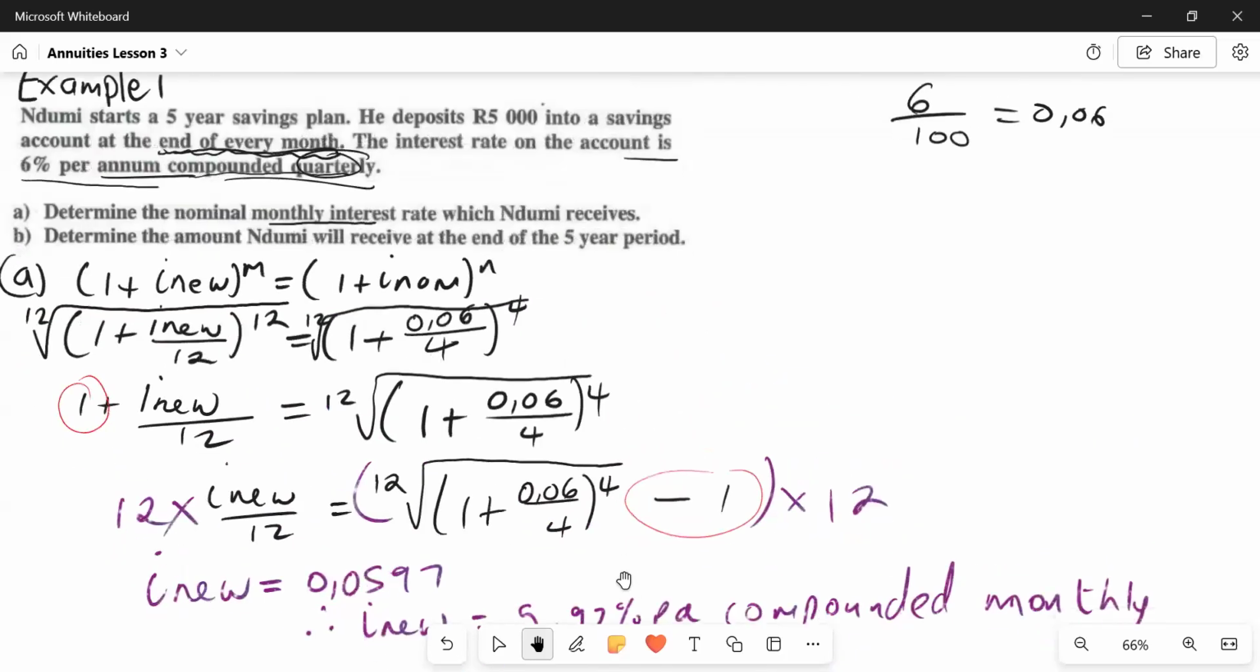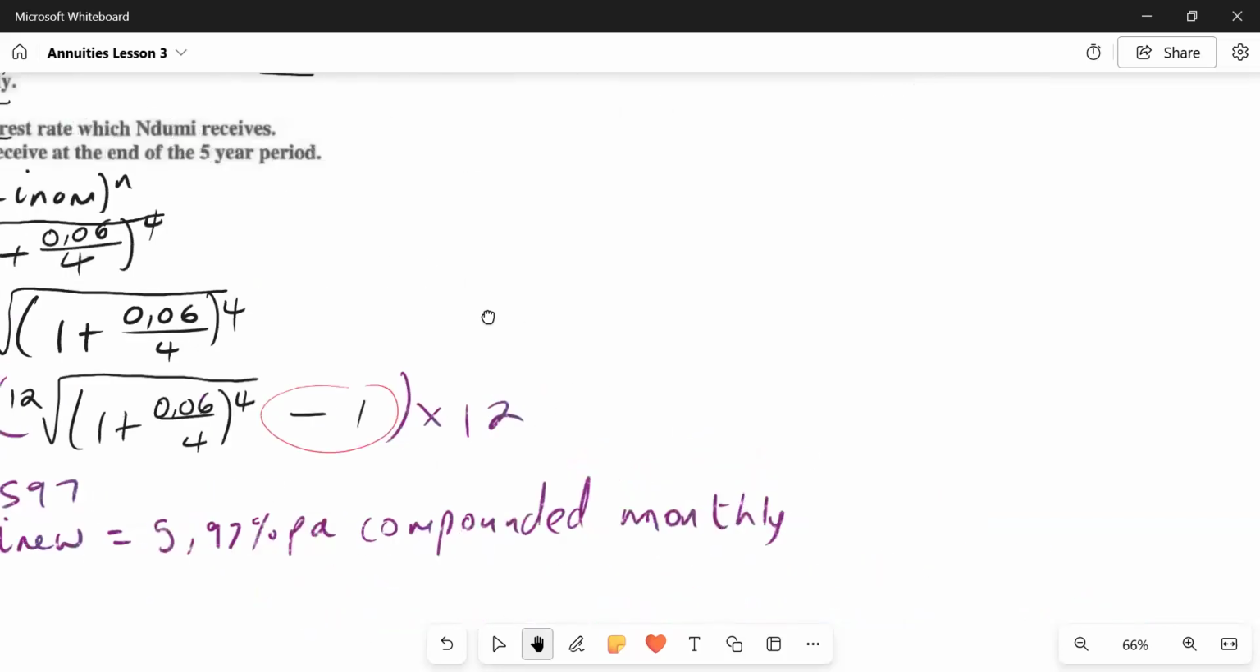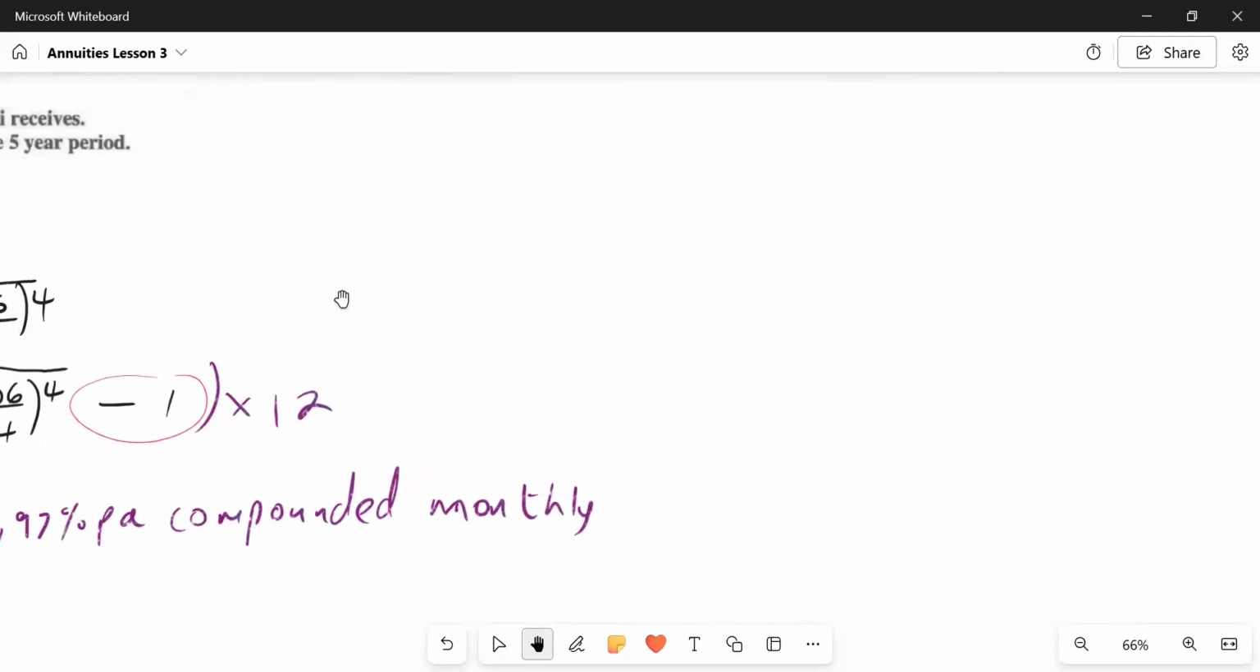Determine the amount Ndumi will receive at the end of the 5-year period. Okay. So here we take out your data. So your x is equals to 5,000. Your i is 0.0597.